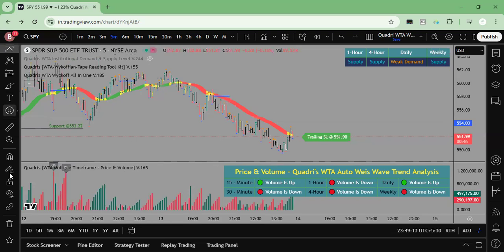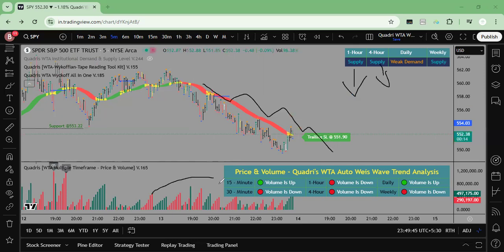So this is the 185 version. You would see we get a normal ribbon. Green stands for markup, that is uptrend or demand, and red stands for downtrend. So in this particular case, on the 5 minute, you can see there was 1 hour supply and 4 hour supply. That means we were expecting price towards the downward side.